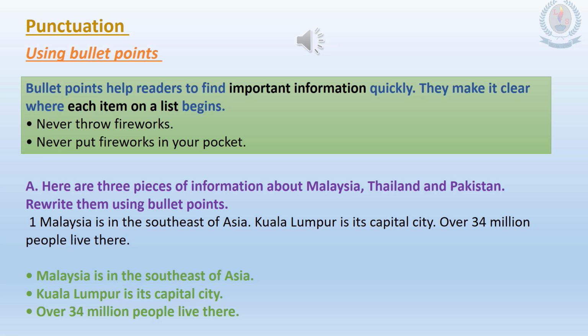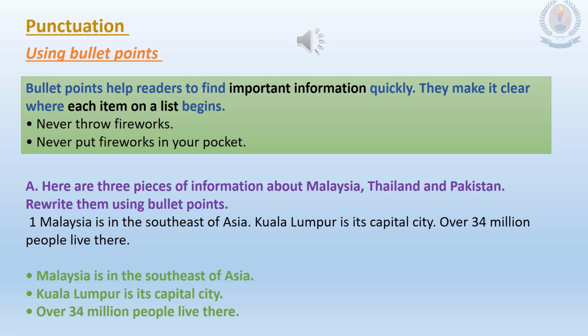Here are 3 pieces of information about Malaysia, Thailand and Pakistan. Rewrite them using bullet points. So here the first one is done for you. Malaysia is in the southeast of Asia. Kuala Lumpur is its capital city. Over 34 million people live there. So you can take this information and you can write it in bullet points. So see, you have an example.